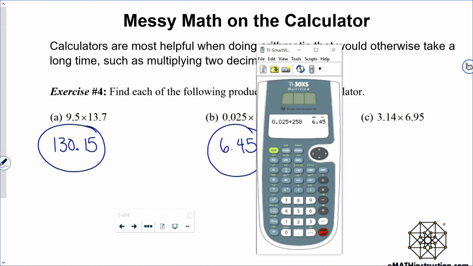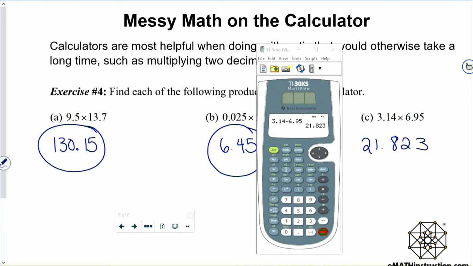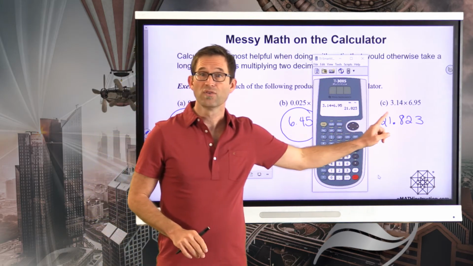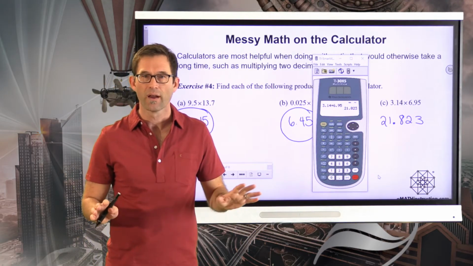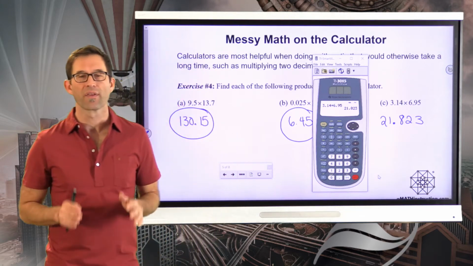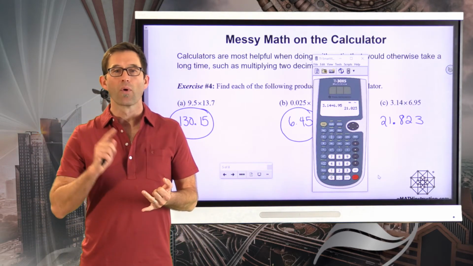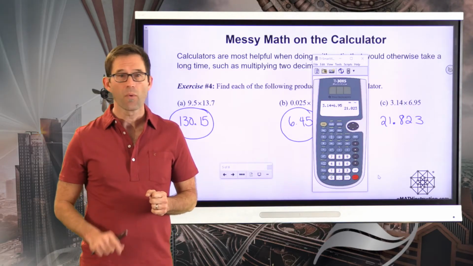And actually, let me bring this over here. Let's clear it out. Let's now do 3.14 times 6.95. Enter. And lots of decimals on this one, 21.823. All right. And again, that would be really messy, right? Because I've got 2 decimals here, 2 decimals here, right? So I get a very, very messy answer. All right. Messy math on the calculator. The calculator makes it easier, makes it more accurate, etc. Let's do a little more.